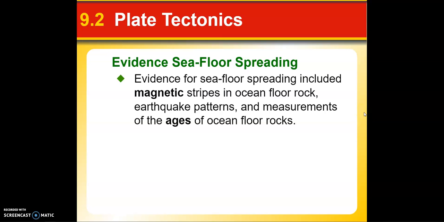Evidence for this seafloor spreading includes magnetic stripes in the ocean floor rock. We can see earthquake patterns that lead us to believe that the seafloor is spreading, and we can also measure the ages of ocean floor rocks.